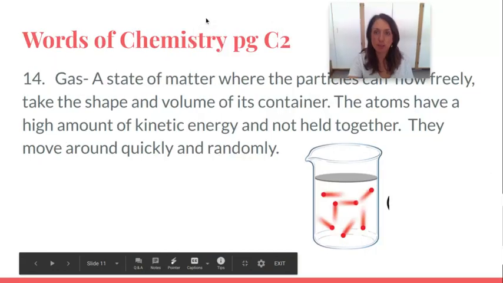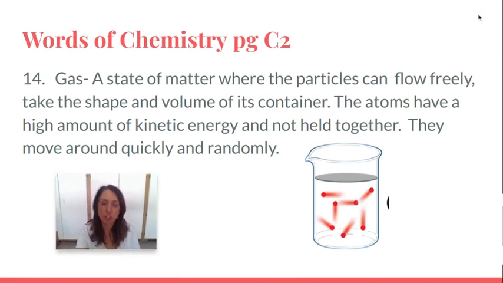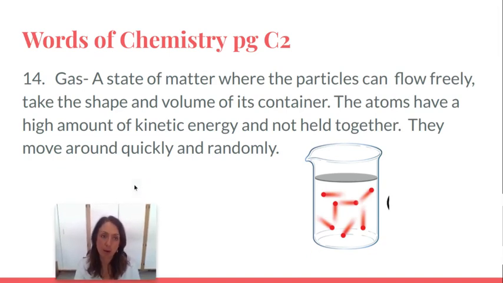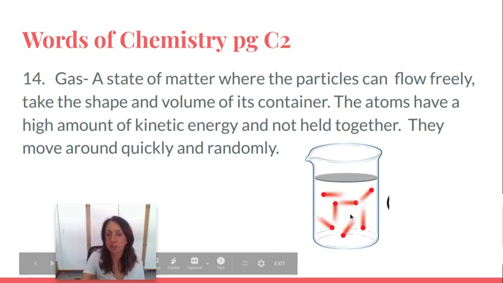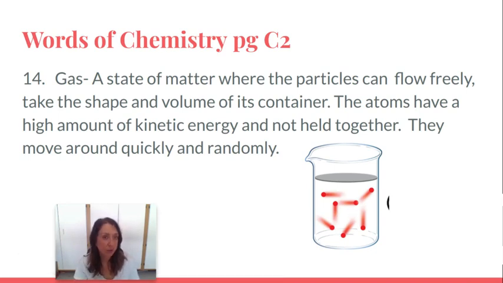So here's your next definition that you're going to put onto that page, C2. You may be onto C3 by now, and that is number 14. So gas, a state of matter where the particles can flow freely. They take the shape and volume of their container. The atoms have a high amount of kinetic energy, and they're not held together. They move around quickly and randomly. And that example is in this picture, which you should also draw in your notebook. So take a moment, write that in, and then join back in when you're ready.